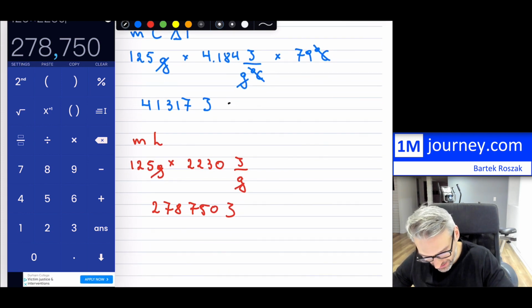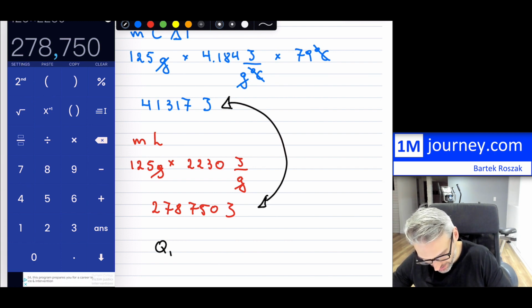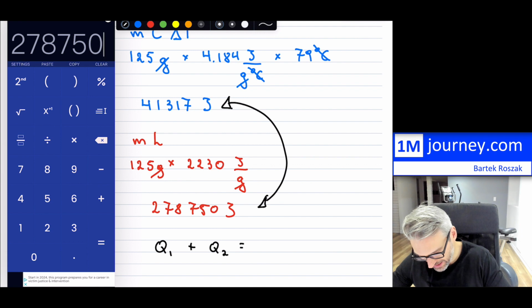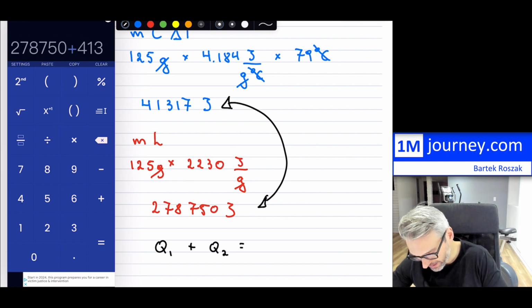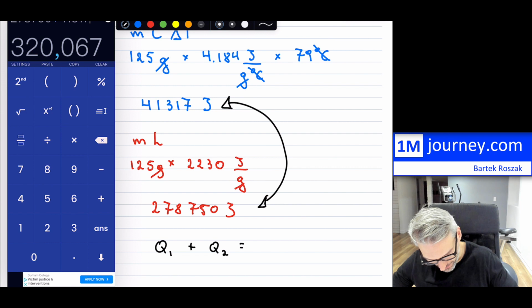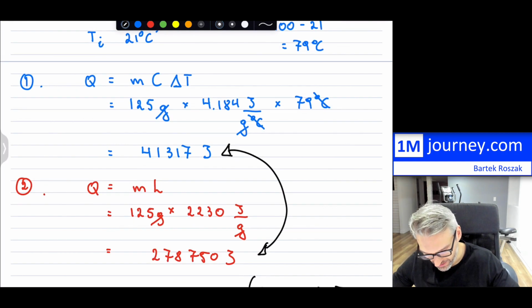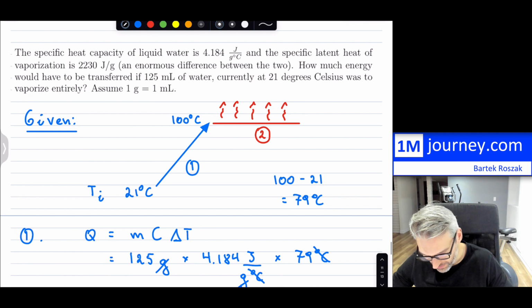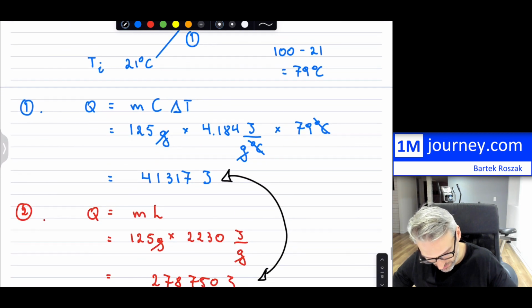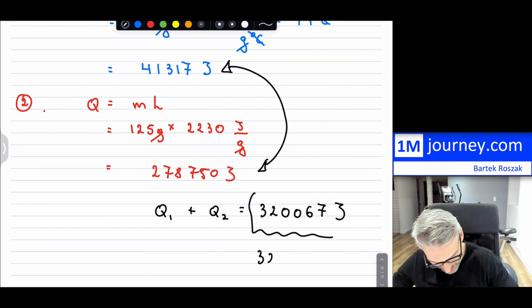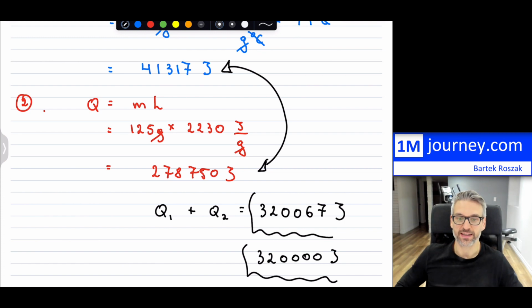Now you have to add these two together, so that's going to be Q1 plus Q2, from the two steps. I already have this on the calculator. I'll add the other one, which is 41317. And that's going to be 320067 joules. And there you have it. Now, if we want to round, let's see what was the minimum one. I guess two significant figures. You can round to whatever you like, but if you keep it to 2, you have that answer. And that would have been that example.